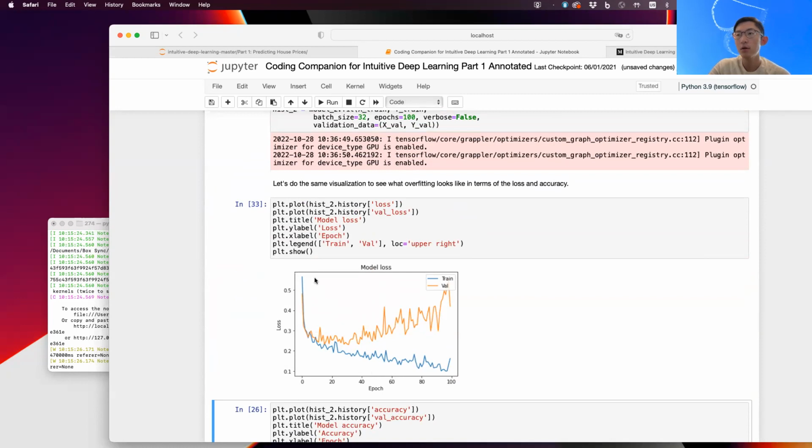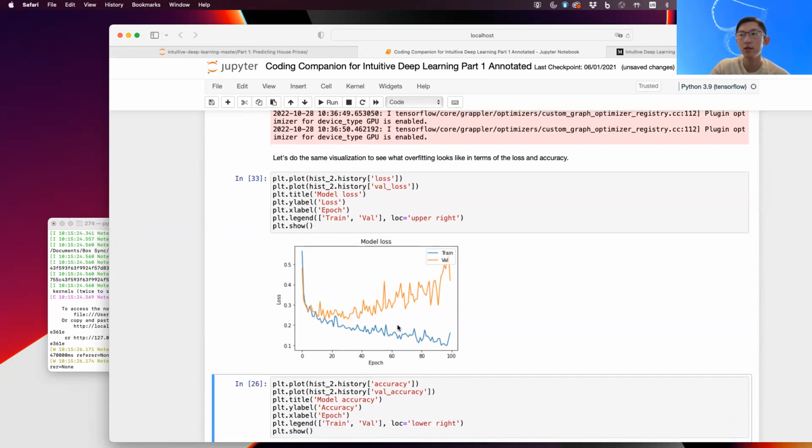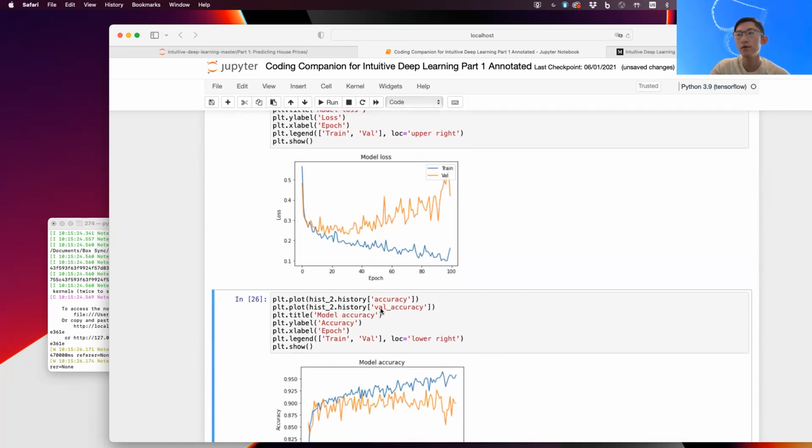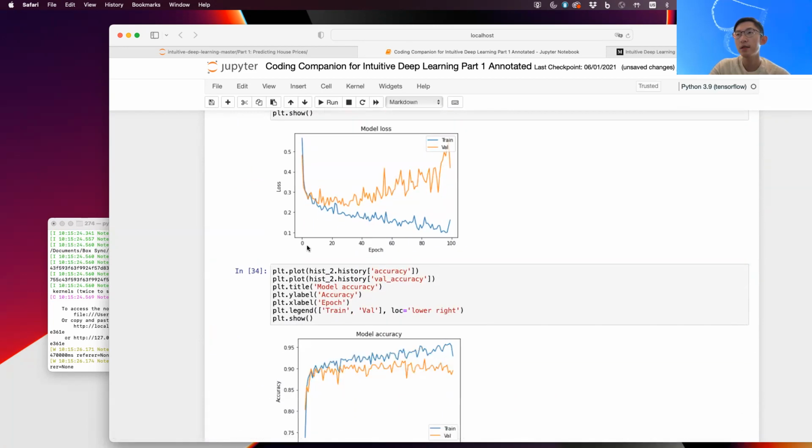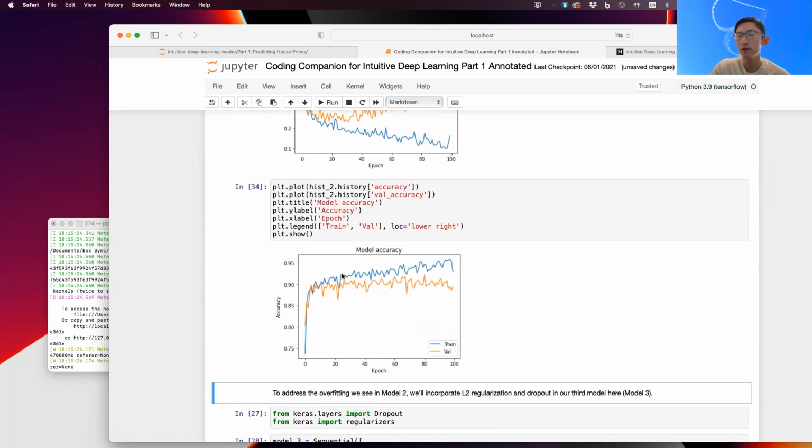Because your training loss keeps decreasing, but your validation loss actually goes up. That means your model gets too complicated and it's not a good fit, an indication of overfitting. Same thing with your accuracy: your training accuracy is always going up, but your validation accuracy does not improve anymore.